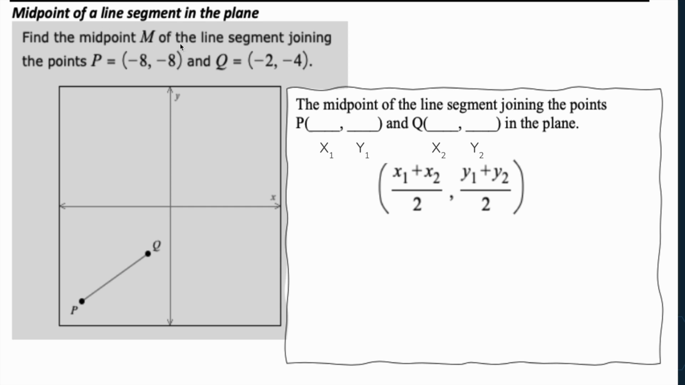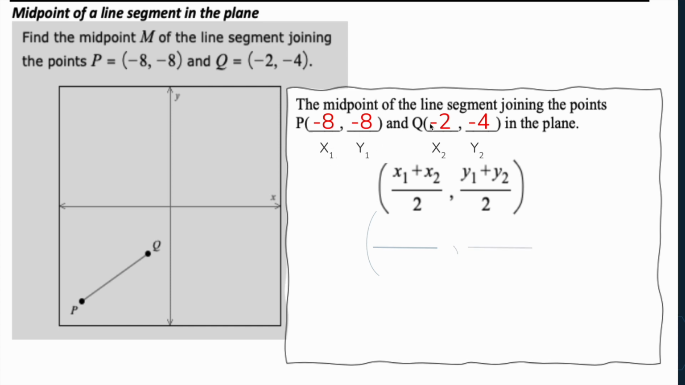So now they want us to find the midpoint M of a line segment joining the points P and Q. So they give us the coordinates here, and here's the line, so they show us PQ, and they want to know what's the midpoint here? What's that point right in the middle? So we have another formula. The midpoint of a segment joining the points P and Q in the plane, and I put the points back here again so you can see them.